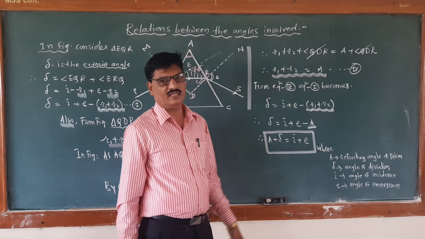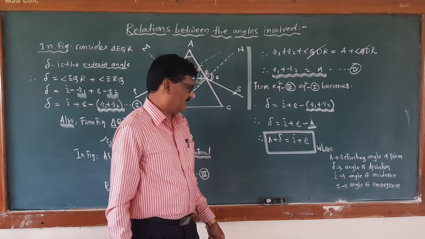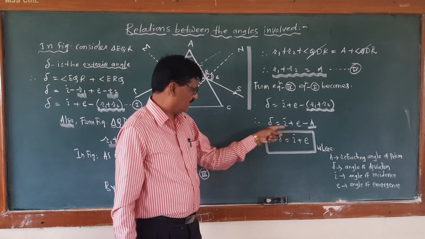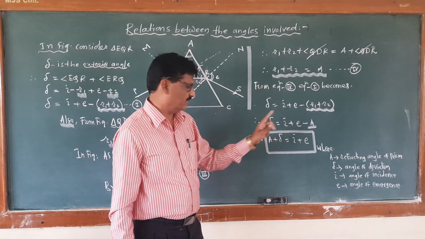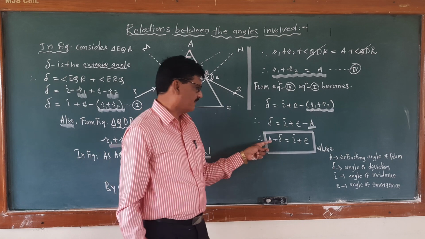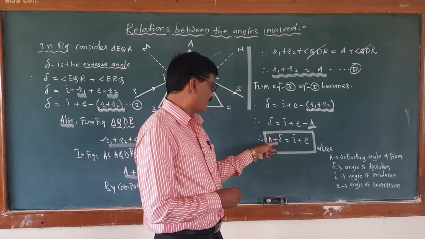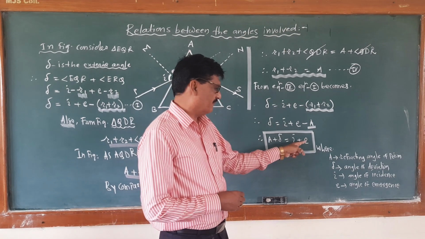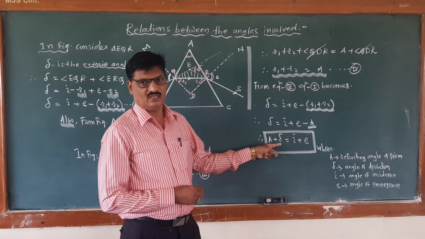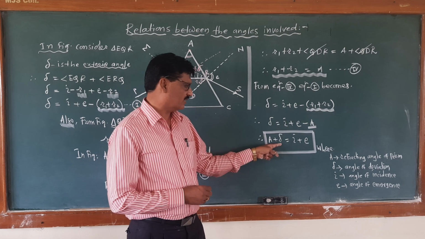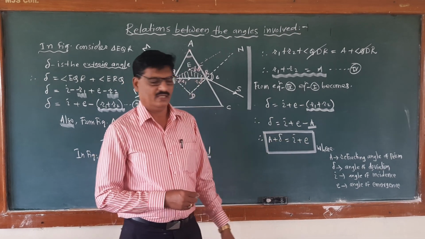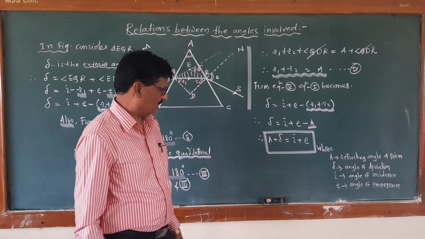This means that out of these 4 values, if any 3 values are known to us, then you can calculate the remaining one value. That is, if we know the refracting angle, angle of incidence, and angle of emergence, then we can calculate the angle of deviation. Or we can also calculate the angle of emergence if the angle of deviation and refracting angle are known.